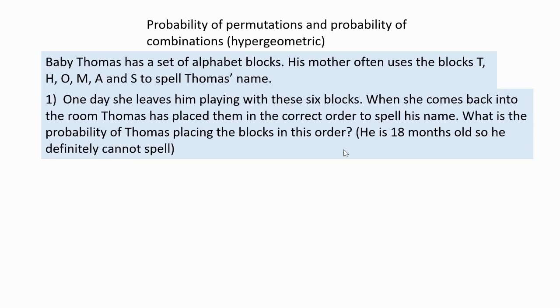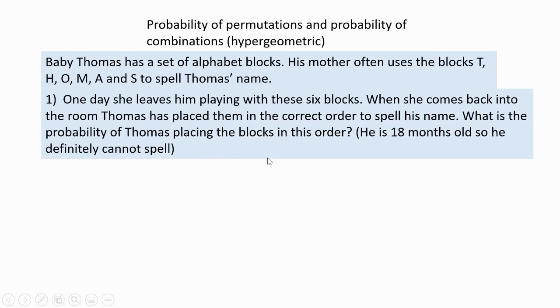Baby Thomas has a set of alphabet blocks. His mother often uses the blocks THOMAS to spell Thomas's name. One day she leaves him playing with these 6 blocks. When she comes back into the room, Thomas has placed them in the correct order to spell his name. What is the probability of Thomas placing the blocks in this order? So he's 18 months old, so he definitely cannot spell. All right, so the mom's obviously quite proud, but what is the probability that this could possibly happen?